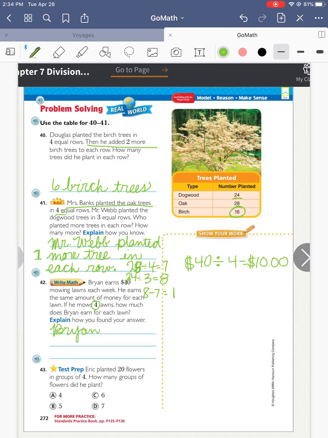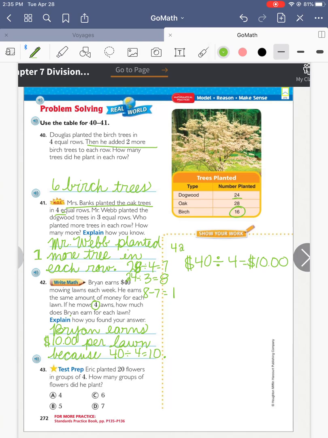So Brian earns $10 per lawn. I didn't spell that right. Because, and then to explain it, we just give them the division problem. It's 40 divided by 4 equals 10. And there is your answer and your explanation.